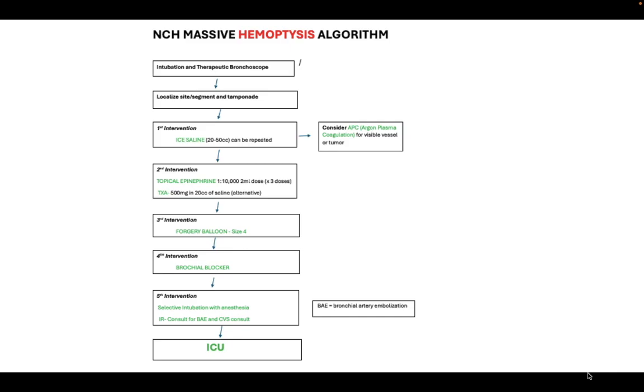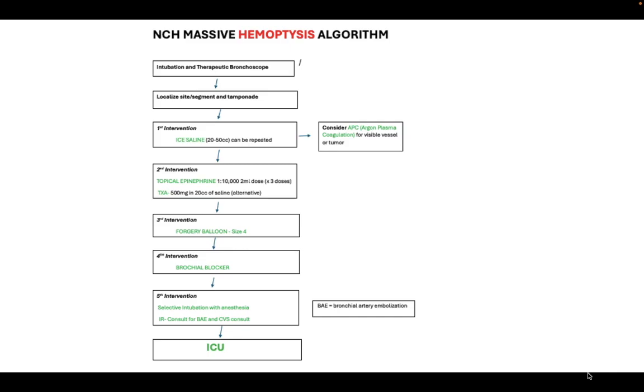So to introduce the algorithm for massive hemoptysis through NCH, this is to be used in the bronchoscopy suite in a patient that has undergone some sort of bronchoscopy, or even during the bronchoscopy, and hemoptysis is recognized. So the site of the bleeding should be localized, verbalized, and tamponaded with the scope if possible. From there, ice saline should be administered in 20 to 50 cc aliquots and can be repeated.